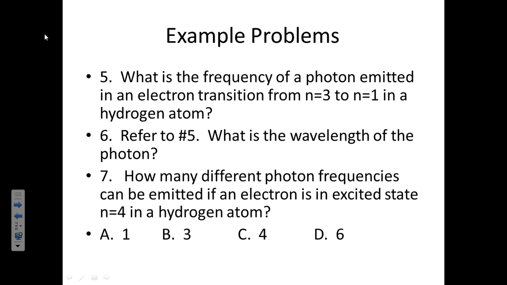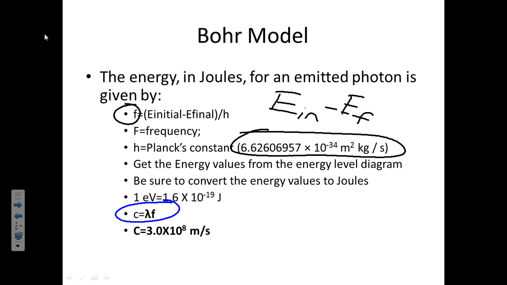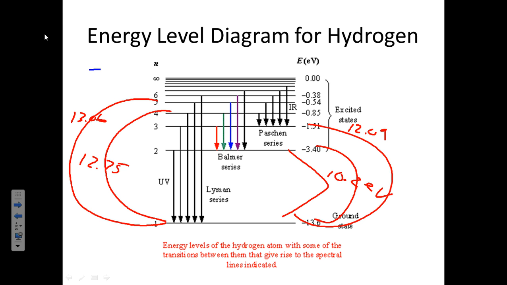All right, so I'm going to back up a couple slides first. We need to know the energy values for energy level 3 and energy level 1. So at 3, negative 1.51. And at 1, negative 13.6.